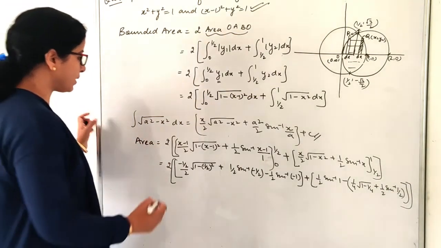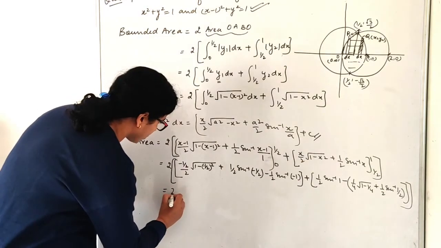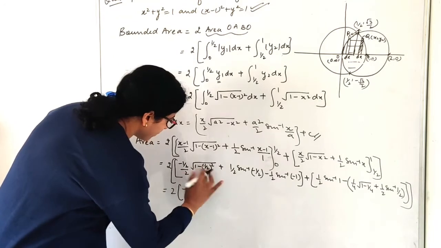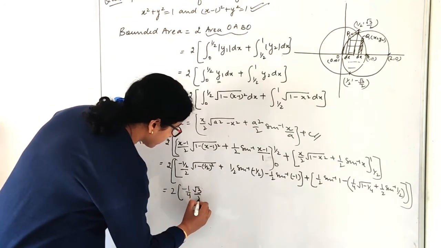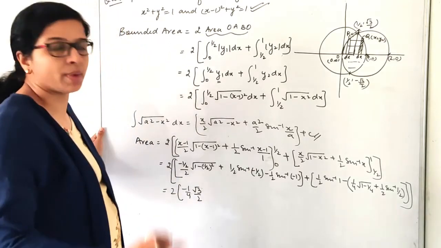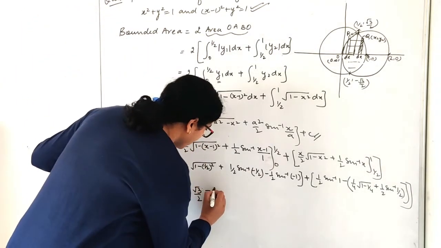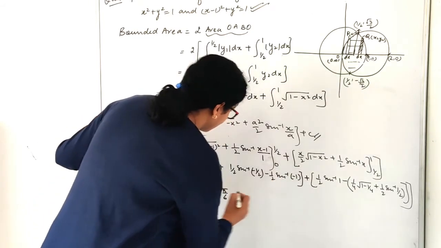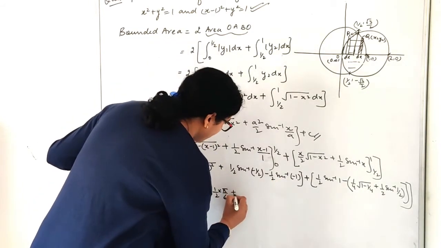Now let us solve this part. So what am I getting here? Twice minus 1 by 4 root, if we solve we'll get root 3 by 2 here. Here minus 1 by 2. Sine inverse of minus half is minus pi by 6. So I will get here minus 1 by 2 into pi by 6. Correct. And this is minus pi by 2, so plus pi by 4.